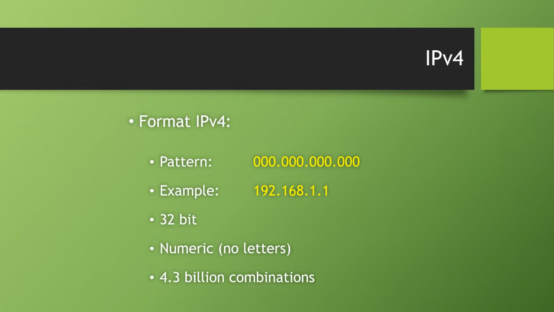This is called a 32-bit addressing system, so numeric, no letters, 4.3 billion combinations, which seems like a lot, but worldwide, that really isn't that many combinations. So the next format has come into use for that reason.